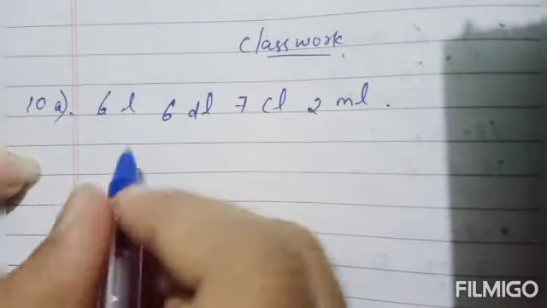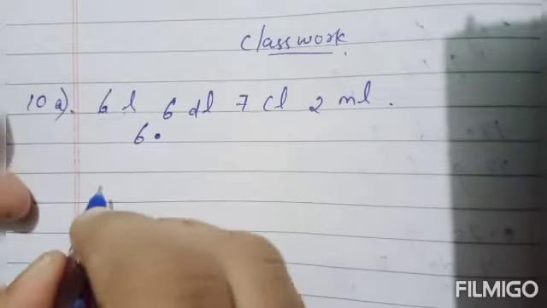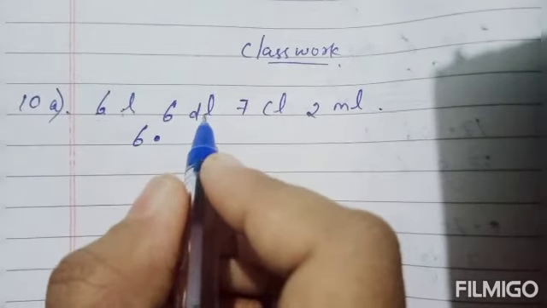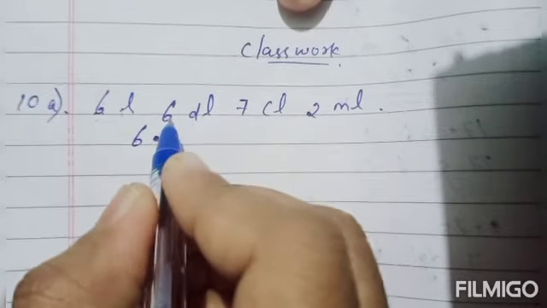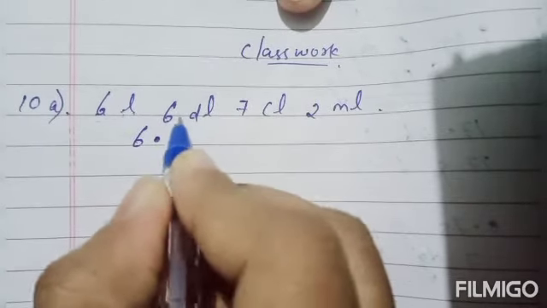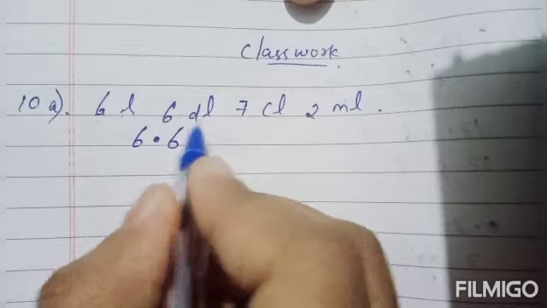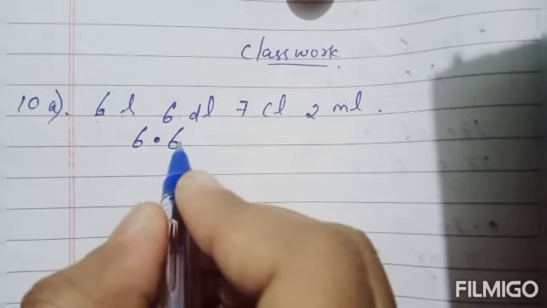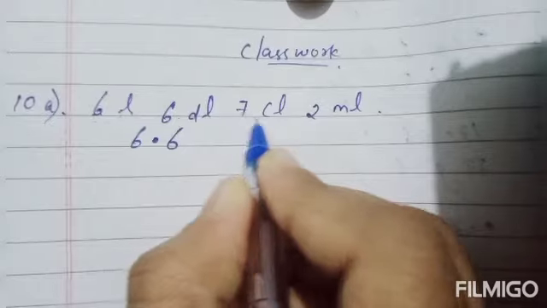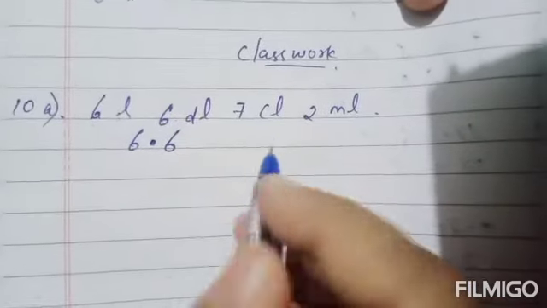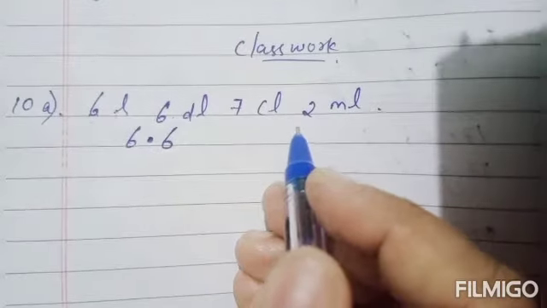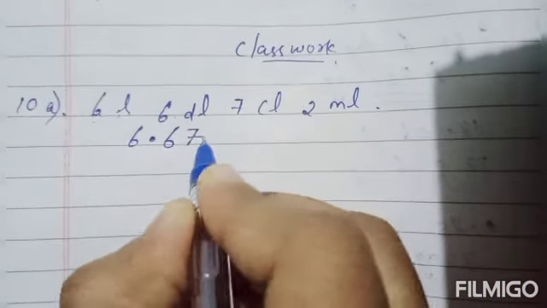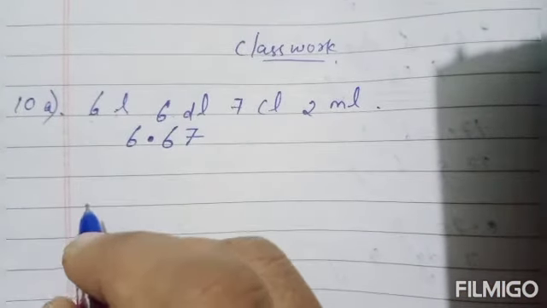In the question 6 liter, so it will be 6 point. Now deciliter will come in 10th place, so at the 10th place you can write 6. Here in the question 6 deciliter is given. Now 7 centiliter is given in the question. Centiliter you have to write in 100th place. So in 100th place the digit will be 7.